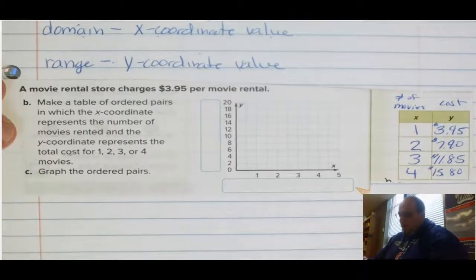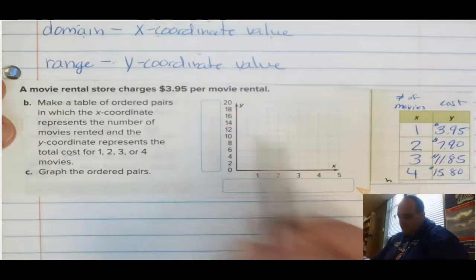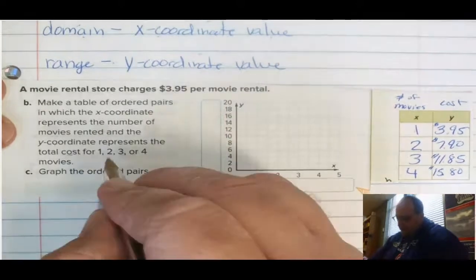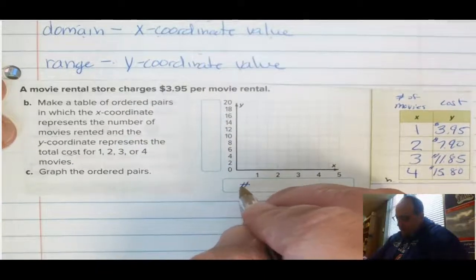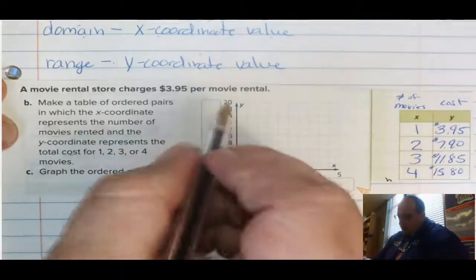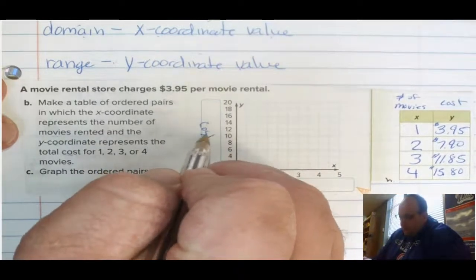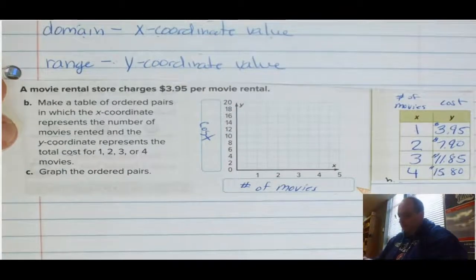Now that I've completed my table, I'm going to go ahead and graph it. Before I graph it, I need to label my x-axis and my y-axis. So for the x-axis, as I said, the domain is going to be the number of movies, so I'm going to write in number of movies. Y is going to be my range, which is going to be the cost, so I'm going to write cost in this one. Okay, so now I'm going to go ahead and graph it.